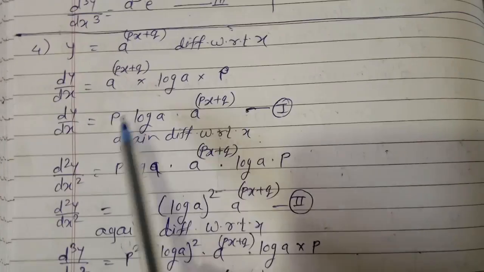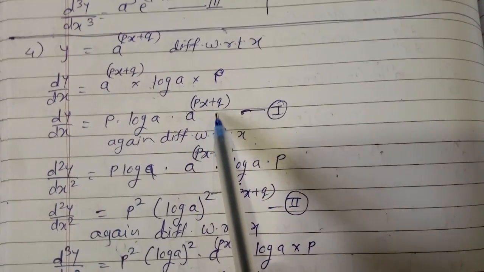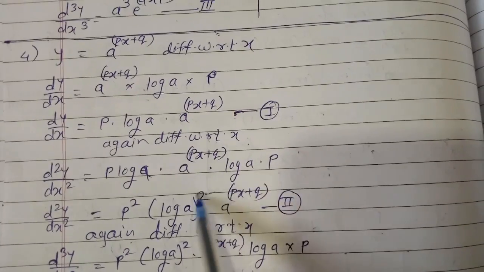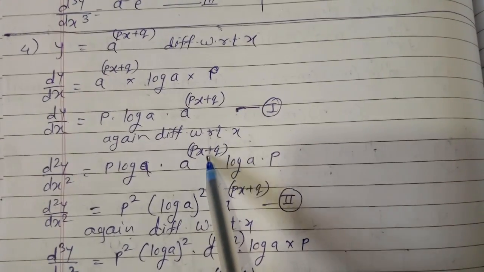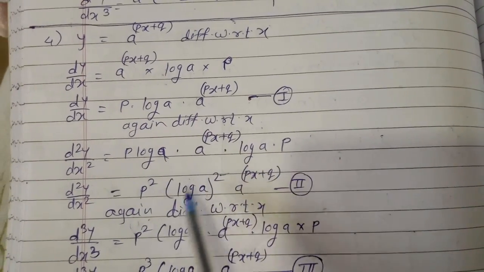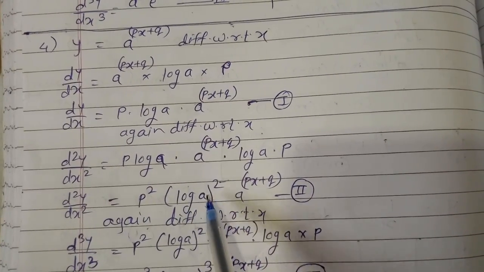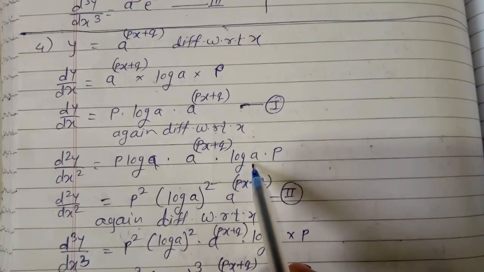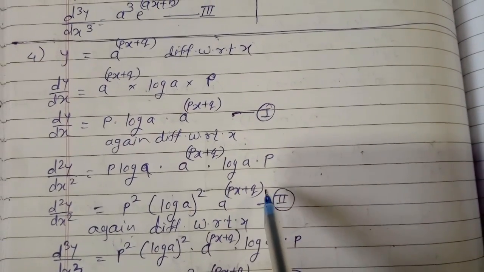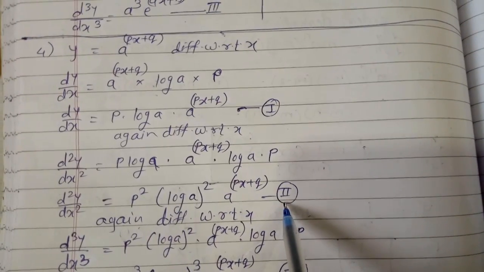So these are the constant parts, so we write them as they are, and we just have to take the derivative of this part. So a raised to px plus q into log a, and the derivative of this part, that is p. So together, p into p, we get p square log a into log a. So here we get (log a) bracket square into a raised to px plus q. So this is our second order derivative.